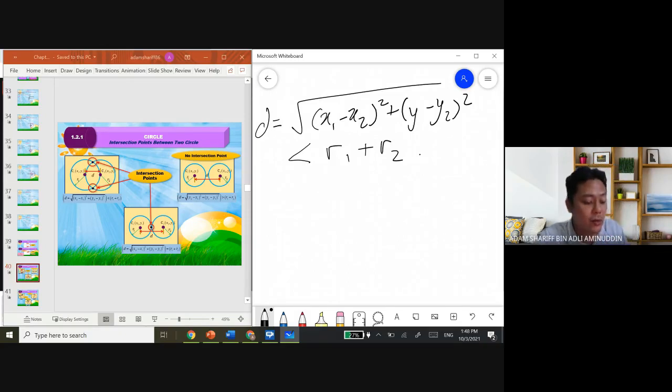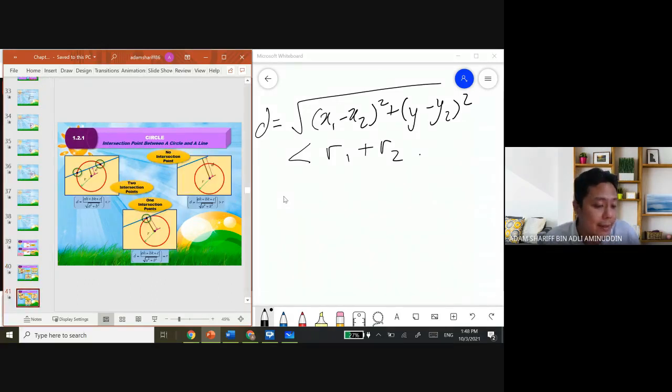Dan juga kalau dia sentuh pada satu titik saja, maksudnya jarak point dengan hasil tambah radius adalah sama. Ini tak ada apa sangat, you just tahu saja. And it's quite common sense by the way.